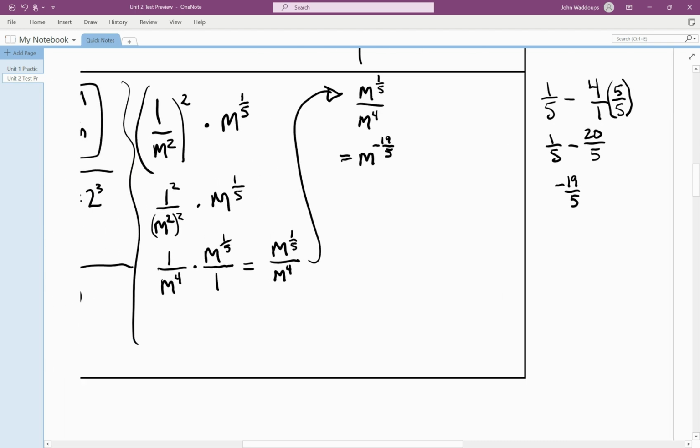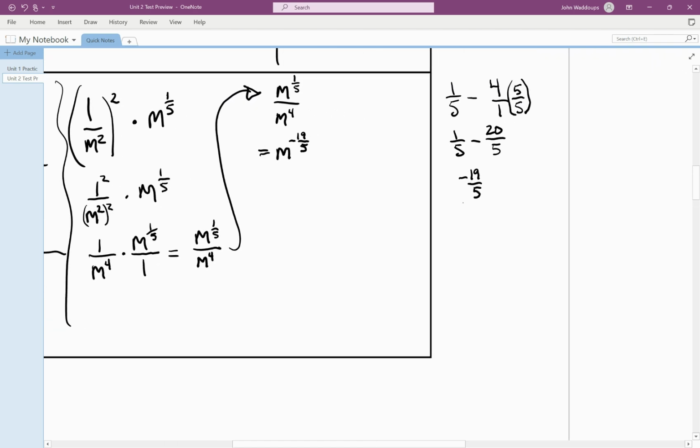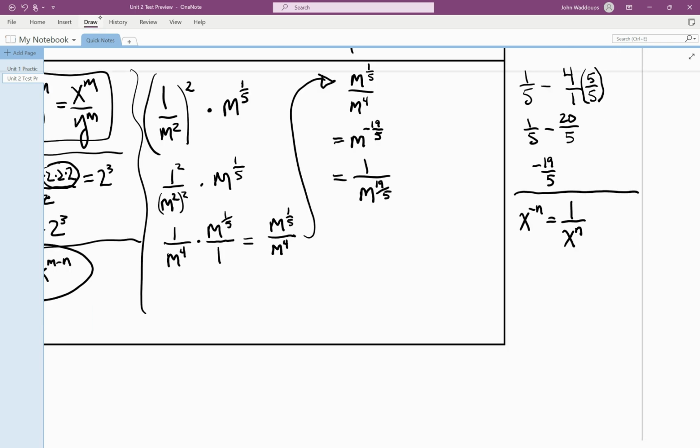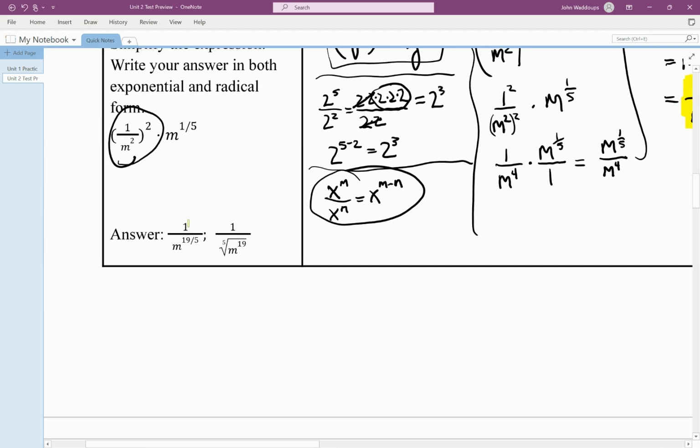All right, we got another thing here we want to talk about. What is something raised to a negative power? Recall that if I have x to the minus n, that's equal to 1 over x to the n. The negative in the exponent just means the reciprocal. So if I've got m to the minus 19 fifths, this is equal to 1 over m to the 19 fifths. All right, now that brings us this far. This right here is one of our answers, 1 over m to the 19 fifths.